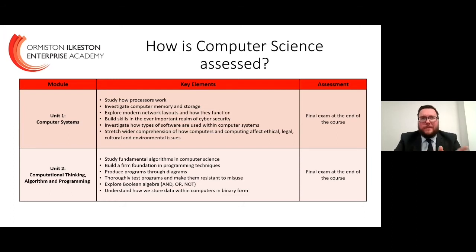Now, Unit 2 focuses on the programming aspects and how actual data is stored within a computer and used. Now, in this case, you're going to study how to actually create algorithms and build a firm foundation of those algorithms and apply them to programming techniques. Throughout that unit, you'll be actually developing computer programs and be able to thoroughly test and make sure that they work properly and also make them resistant to misuse by using techniques such as validation.